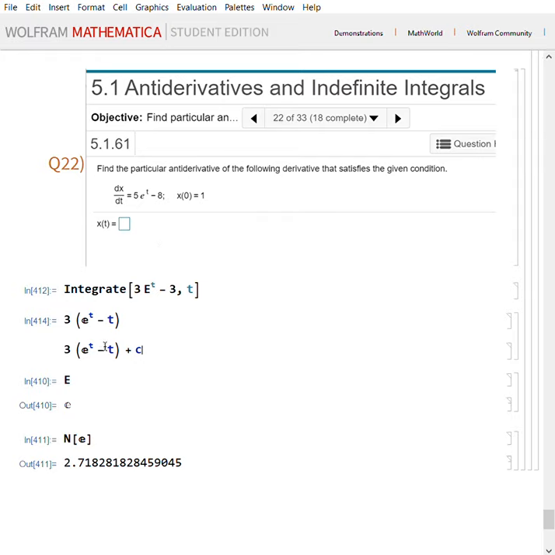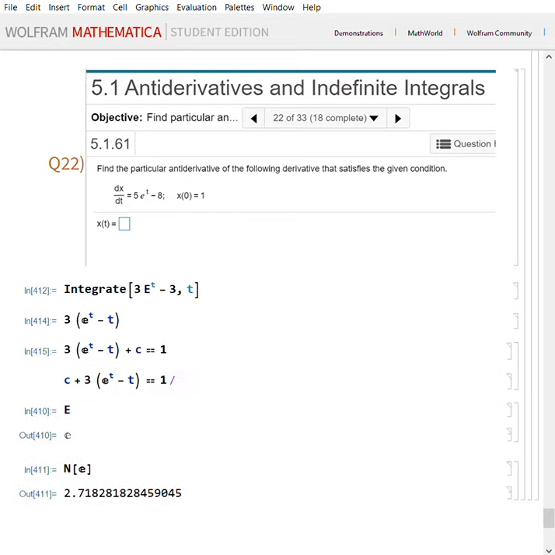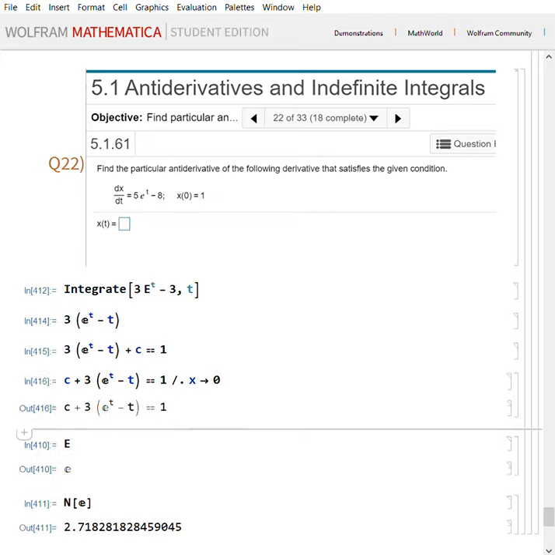So we have the function here, 3 parentheses e to the t minus t, close parenthesis, plus c, equals 1, which is from the question, x of 0 equals 1. Shift enter. Well, we're not going to stop there. We're going to say replace all, which is slash period, then x, then dash and greater-than, which combined gives you an arrow. So we're replacing the variable with 0, just as the question says x of 0 equals 1. Now we press shift enter.